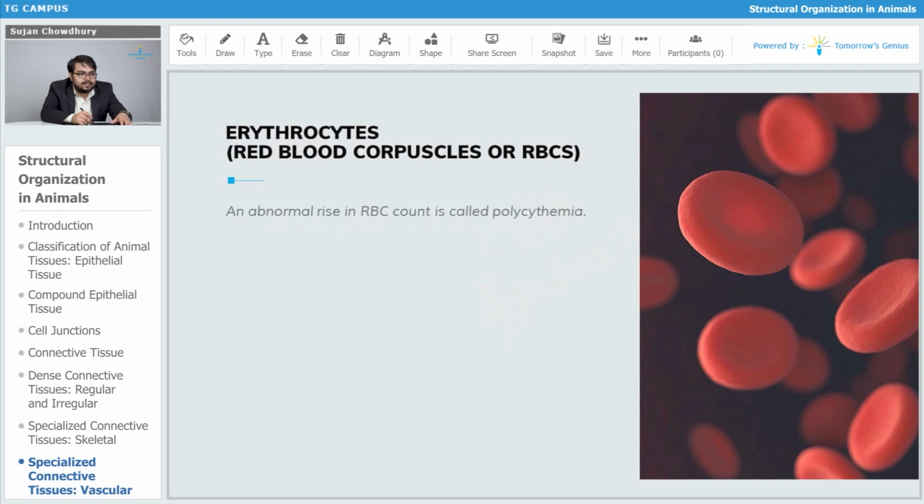An abnormal rise in RBC count is known as polycythemia. So we have to be very careful about the term polycythemia, which means an abnormal rise in the red blood cell count. Apart from that, a decrease in the number of RBCs is called erythrocytopenia. That is the decrease in the number of red blood cells, which causes oxygen shortage in the blood and tissues.